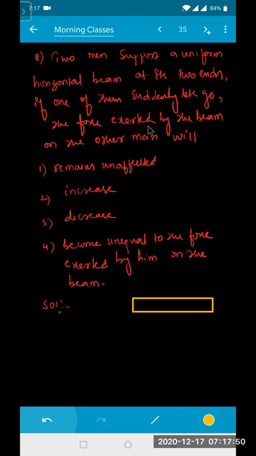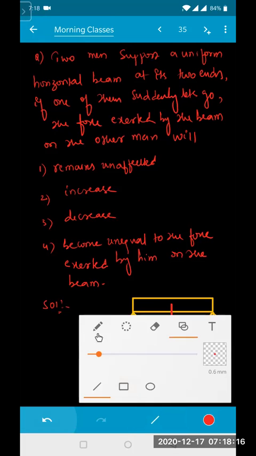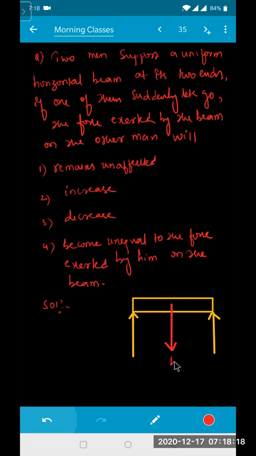If one of them suddenly lets go... one fellow is exerting the force on this one like this, and another fellow is also exerting the support force on this one like this. And the weight of this beam is acting in which direction? Your weight is acting in the downward direction. So the weight of this one is acting downward, and this will be equal to W. This one is one reaction and this is another reaction.